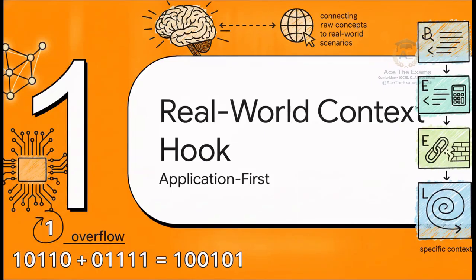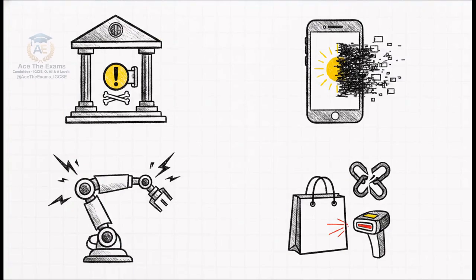Section 1, the real-world context hook. Let's get straight into it because we're taking a strict application-first approach. Here is the secret examiners desperately want you to know. Top marks in Cambridge computer science aren't won by writing short, detached, generic labels. They are won by demonstrating deep application-first understanding. And how do we do that? By using what we call the PEEL framework. That stands for point, evidence, explanation, link.